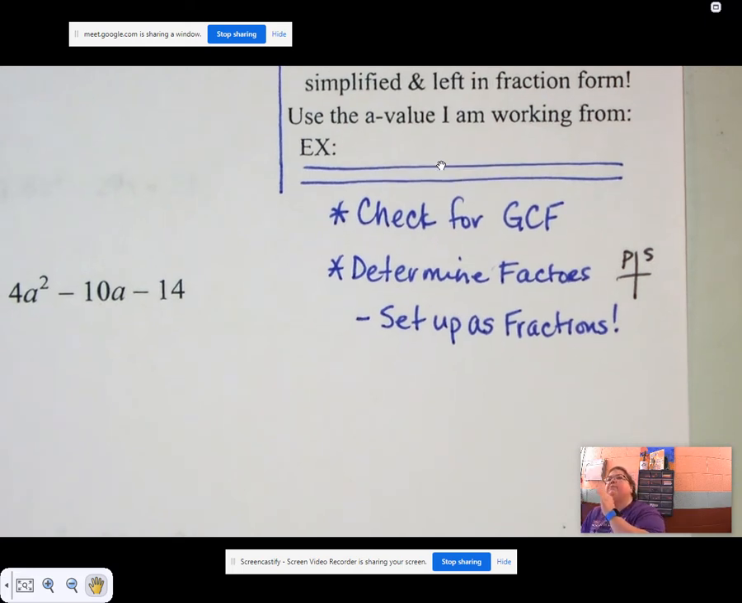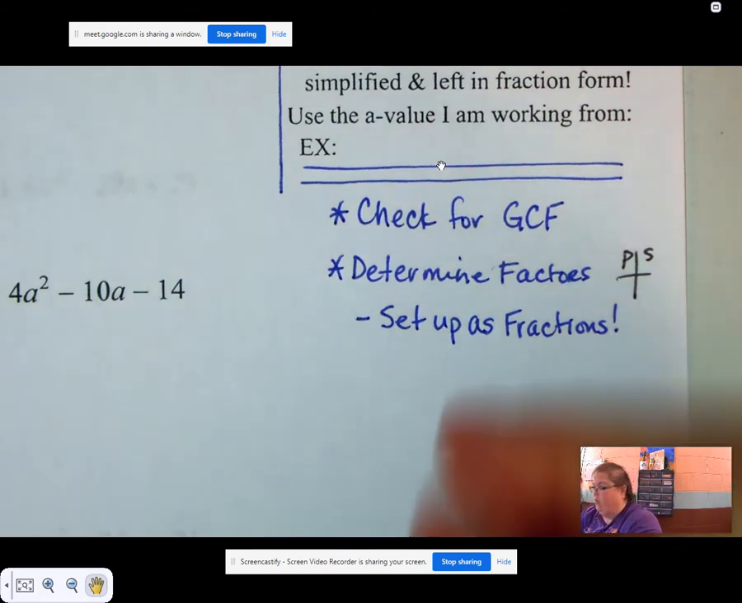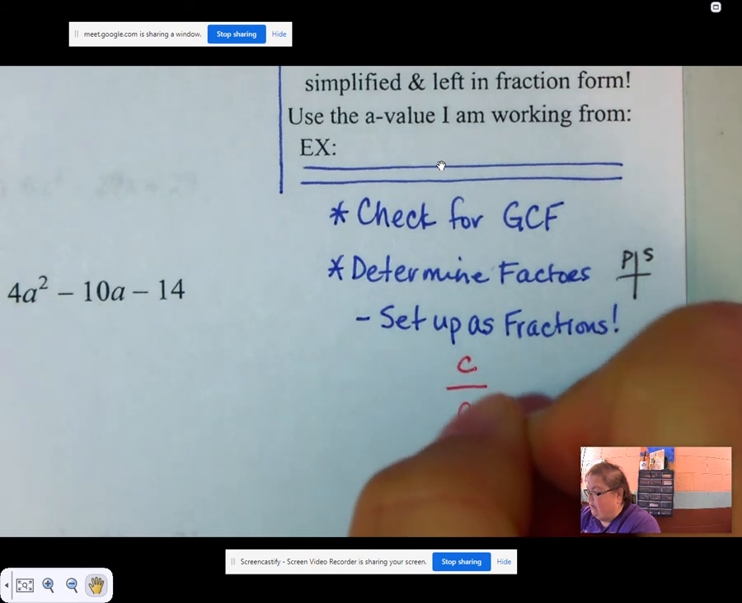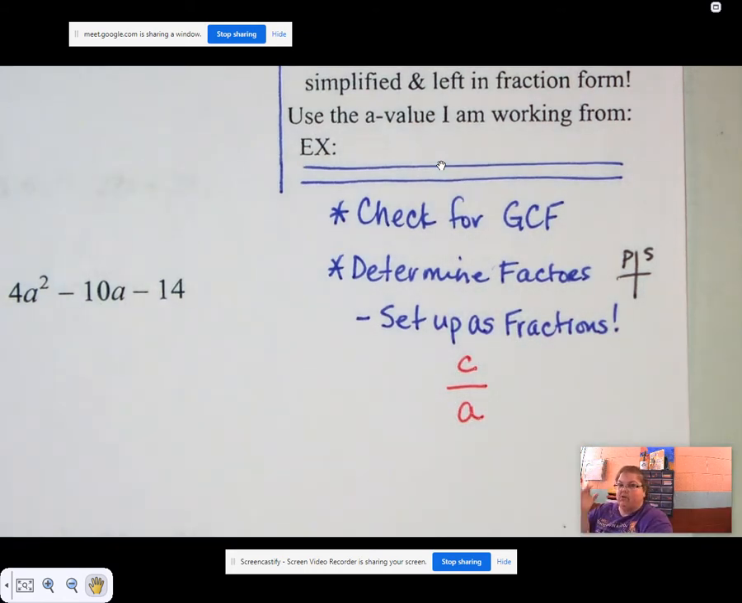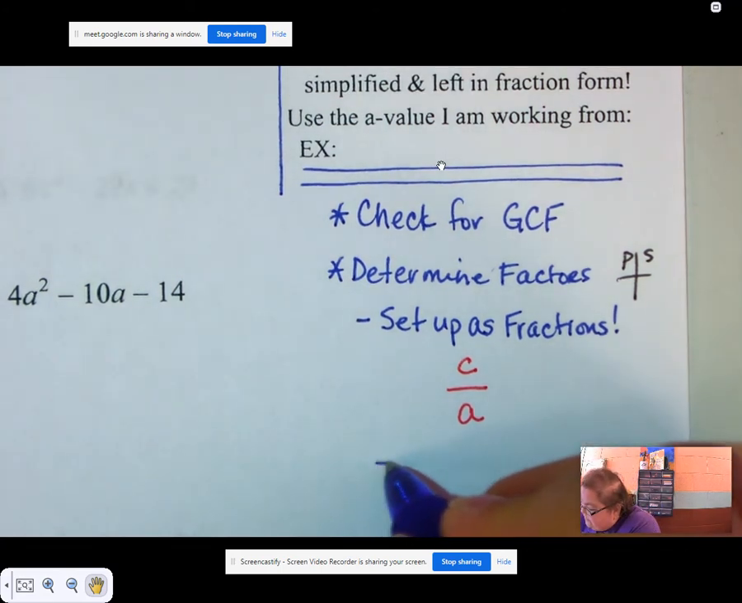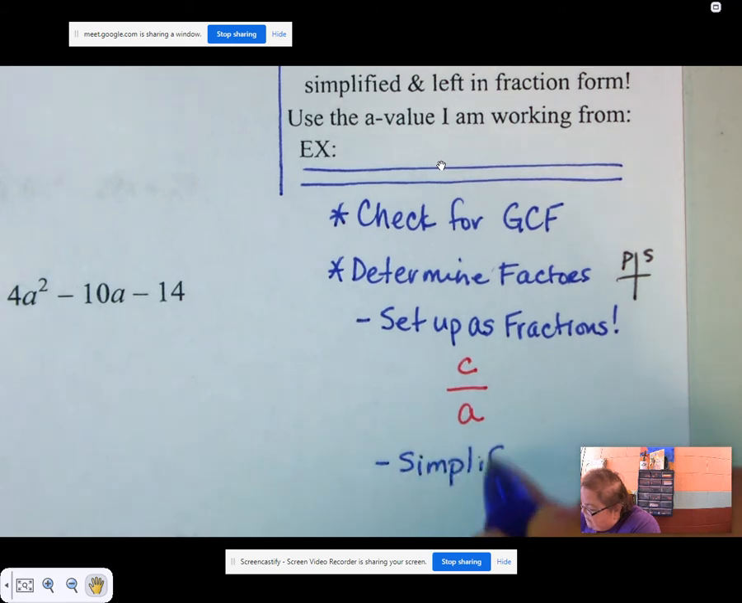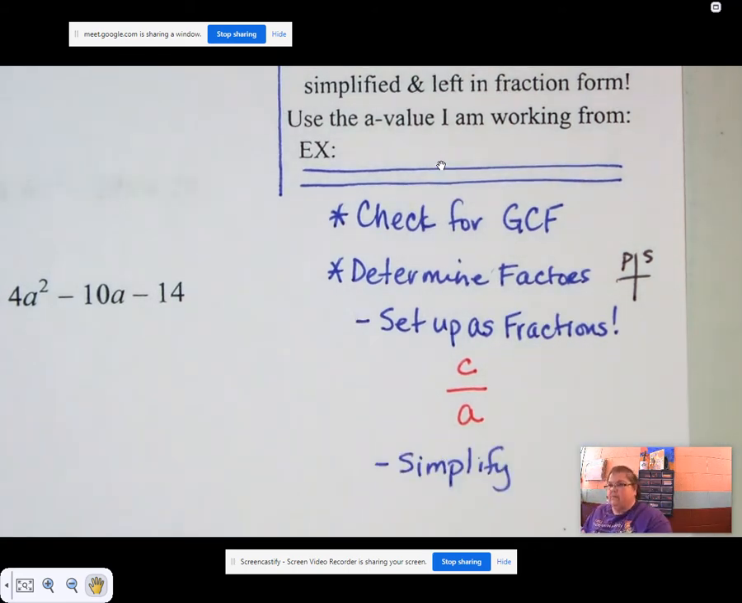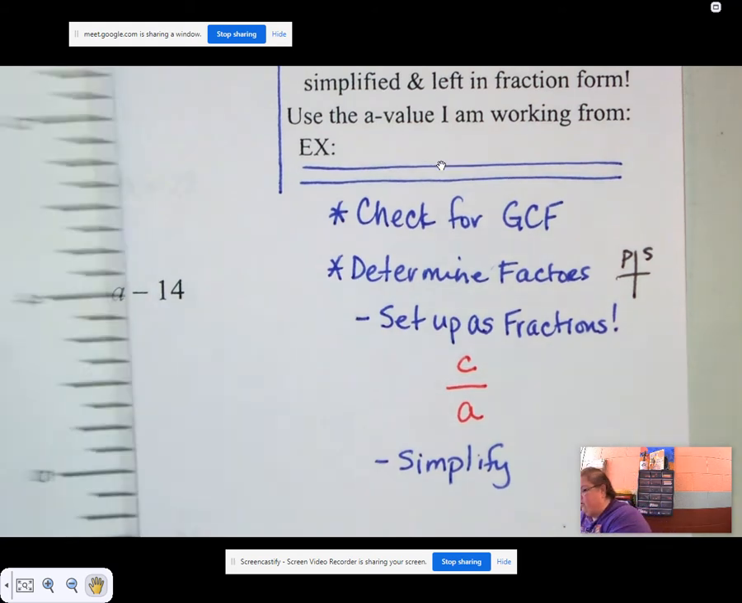My factors are going to become fractions, and I set them up, they end up being C over A. The constant over the A. So to speak, and that's really the best way that I can help you visualize that part. And then we always do what with fractions? Simplify them. Thank you. Always make sure they're simplified.